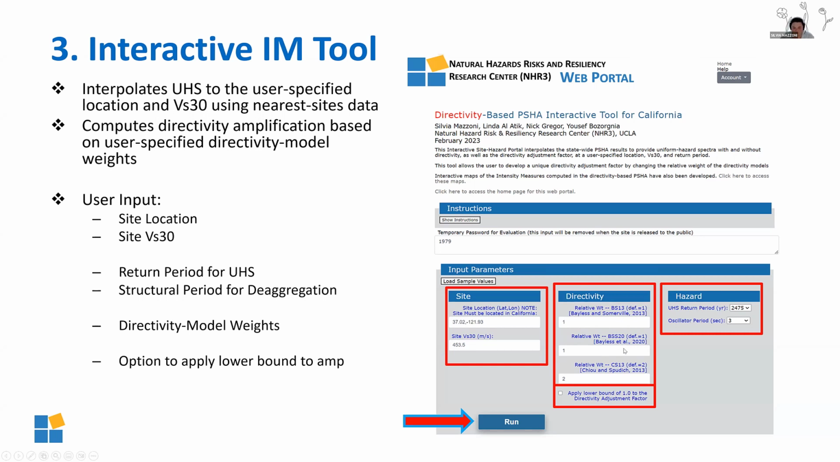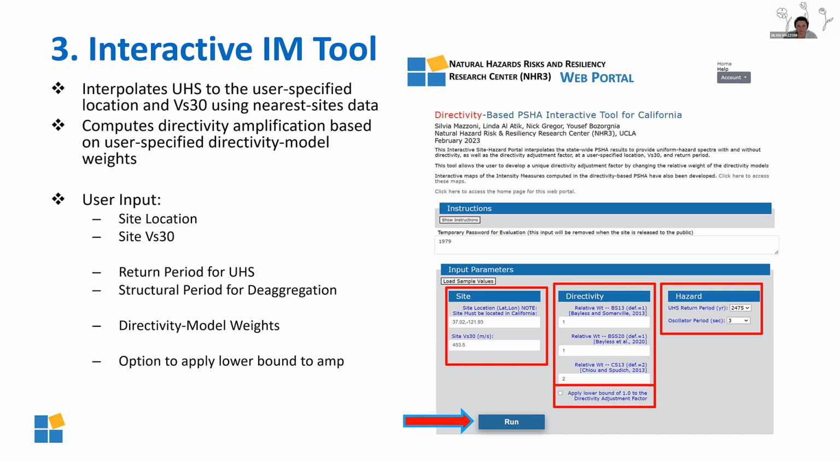If you want to use the 2020 model, then you can just put a 1 in this and zeros everywhere else. And then you have the option as to whether to apply the lower bound of 1 to the adjustment factor or not. These are done ahead of time, so that's why I'm having you have this input, because they're done in the processing. And then you choose the return period for your uniform hazard spectra and your oscillator period for the maps, as well as your deaggregation.